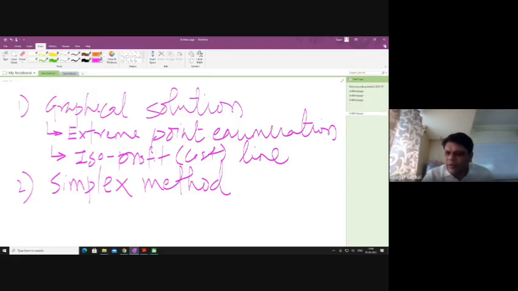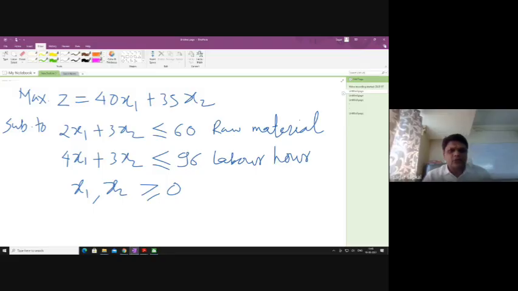So we will go for solving by using one method, that is the extreme point enumeration method. So this is the problem which we are going to consider for today's lecture. Now how to solve it by using a graph? So do you have graph papers? Yes, sir.